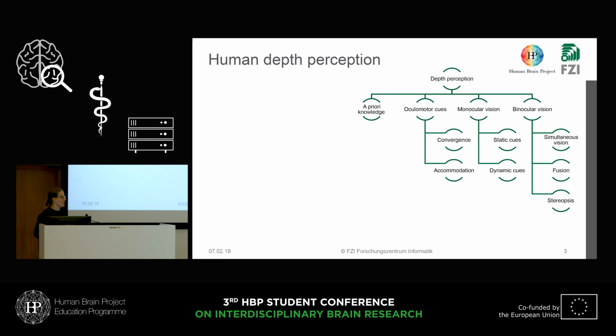First of all, human depth perception uses a lot of different cues. Some is a priori knowledge: even if we don't perceive any depth at the moment, we maybe did a second ago and our brain still uses it. And oculomotor cues: when the eye muscles focus on an object that's really close, they are tense, and if the object is further away, they are not that tense, and so the brain knows the object is further away.